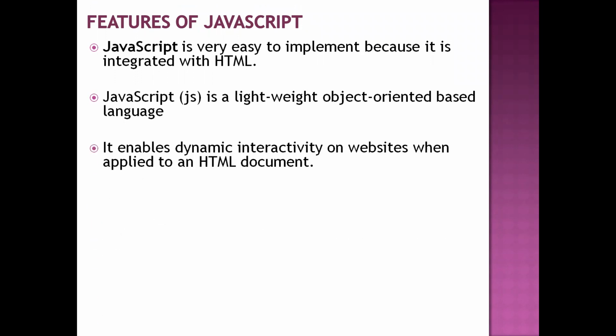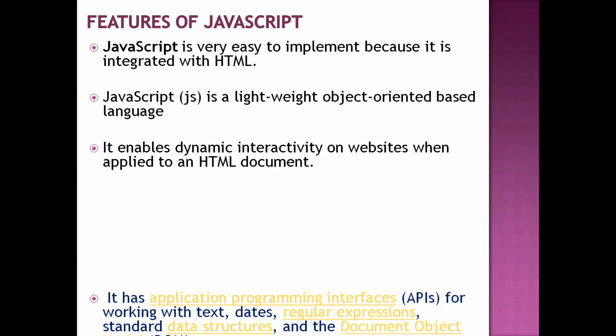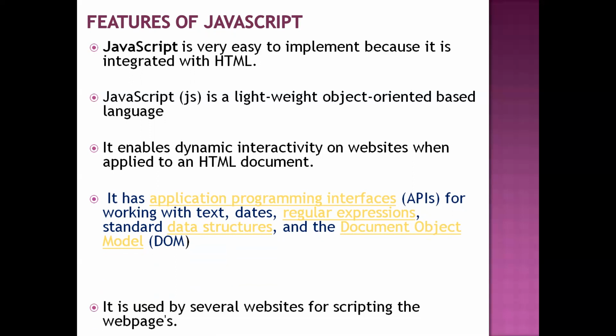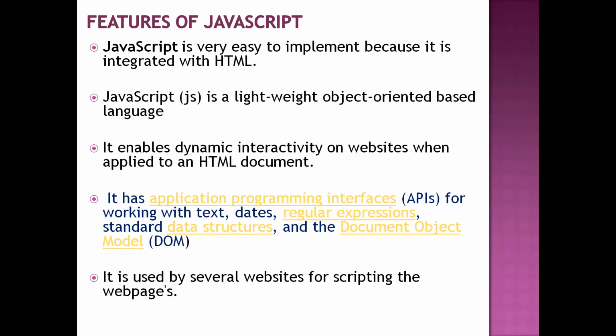an object-based programming language. And the main important feature of JavaScript is that by using this language, we can add dynamic nature to the web pages. If you use simple HTML and CSS, we can just create static web pages. But if you want to make that website more interactive, and if you want to add dynamic nature to your web pages, then we need to use JavaScript in your HTML code. And this JavaScript language supports multiple APIs for working with text fields, dates, regular expressions, and standard data structures, and an API for the document object model also. And this language is used by many websites for scripting purposes for creating their web pages.